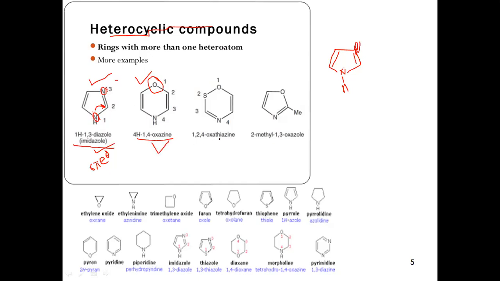Then oxathiazine. Thiazine means there is the addition of sulfur, so there are 3 heteroatoms: oxygen, sulfur, and nitrogen in this ring. So this is oxathiazine. Let's see here, this is the oxazole. This is imidazole and this is oxazole. There is one oxygen and one nitrogen as heteroatoms in the ring, and this ring is aromatic in nature. So it is also an example of a heterocyclic compound which contains more than one heteroatom.